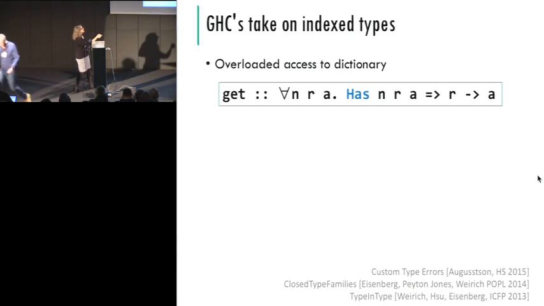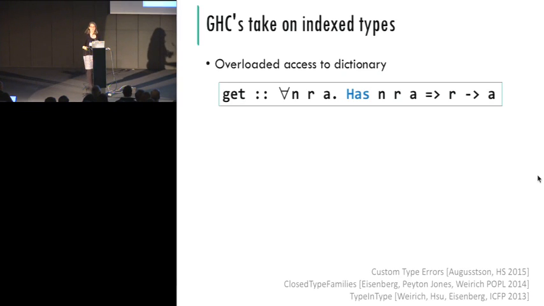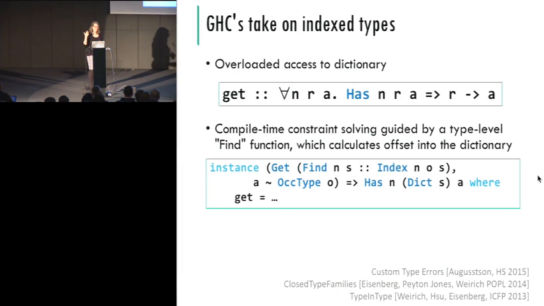If a particular record R has a name n of type A, we can project from that record that value, right? That works for any flexible record type. Our goal is to produce an instance of the Has type class and show that for a particular capture group N, our dictionary has a particular type A. Well, under what situations?